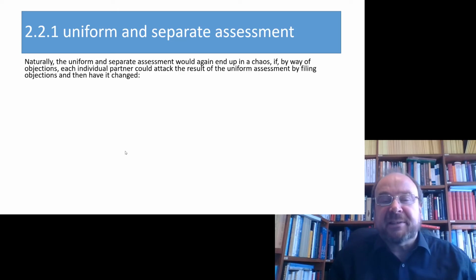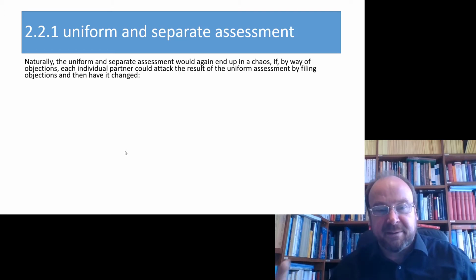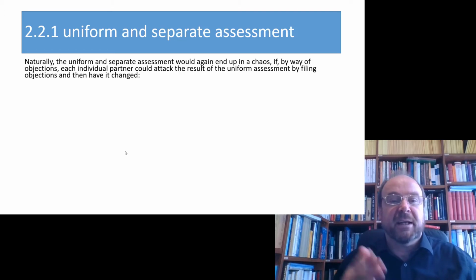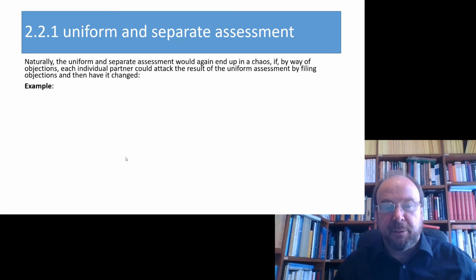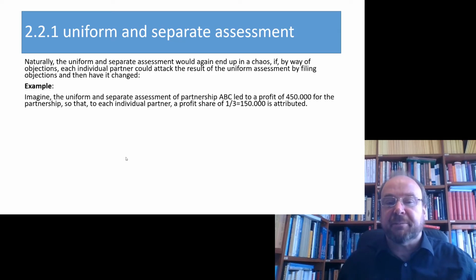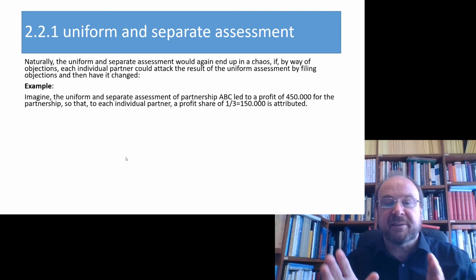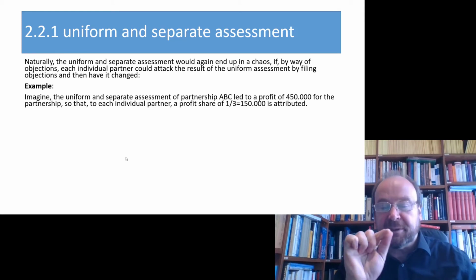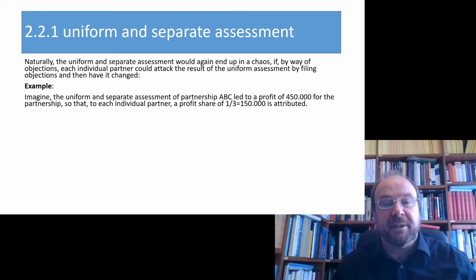Now that uniform and separate assessment would end up again in complete chaos if, by objection to the tax notice, each individual partner could attack the result of the assessment by filing objections against the final income tax notice again, and then have the amount changed. Imagine the following. Imagine that the uniform and separate assessment of the ABC partnership leads to a profit of 450,000 for the partnership, and so each individual partner gets the notice: your profit share is 1/3, that is 150,000.